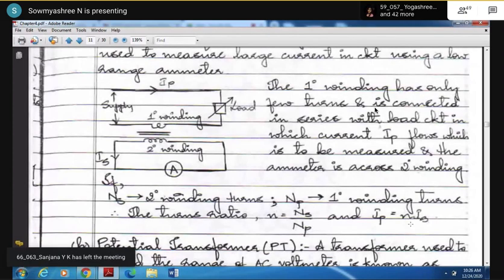Whereas voltage is also what? V2 by V1. Only the current is I1 by I2, that is primary by secondary. All the others are secondary by primary. Hope you know that. It's clear, right? So that is what is mentioned here.